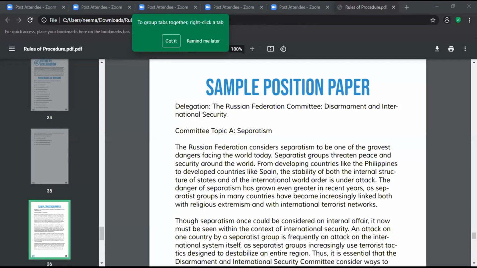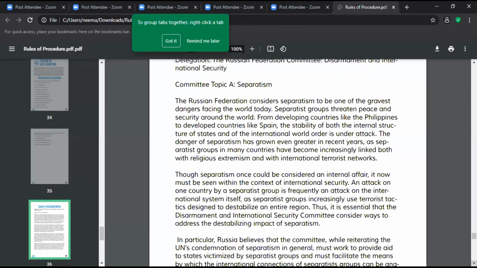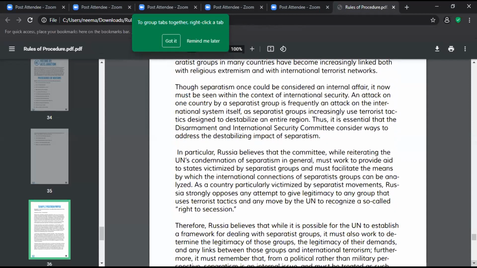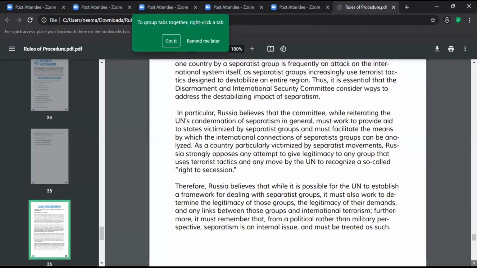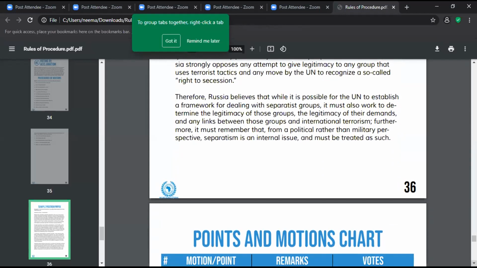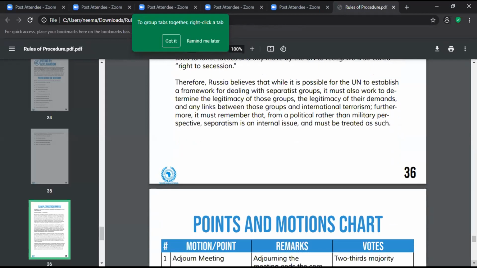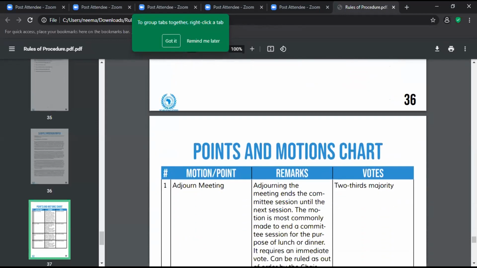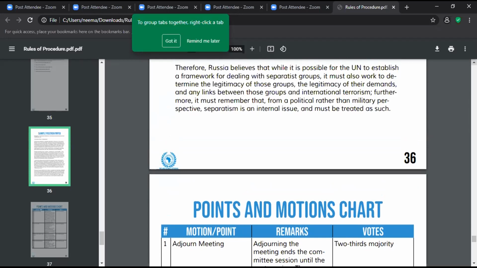We'll talk about that. And then lastly, scroll down, please. Now you see the last paragraph there, it offers a solution that the Russian Federation must also work to determine the different groups and their demands. It must remember that, from a political rather than military perspective, separatism is an international issue and must be treated as such. So the last paragraph offers the solution to the problem at hand.